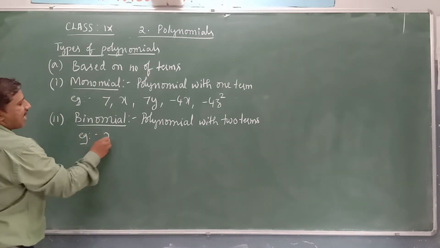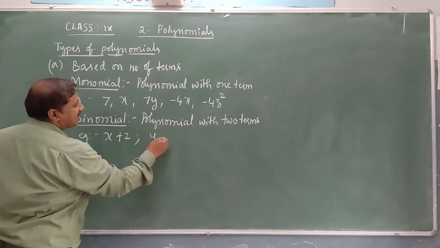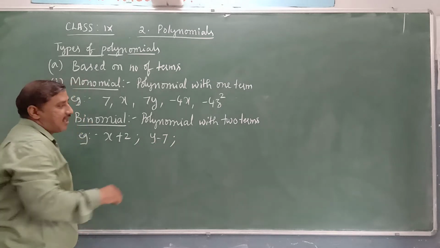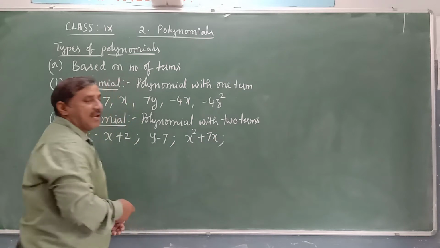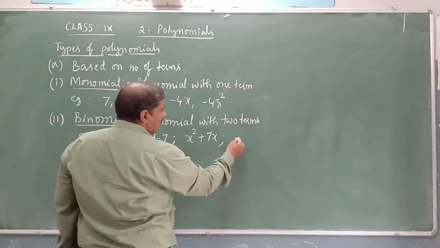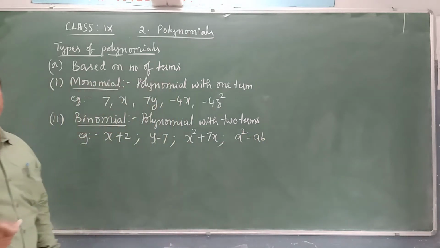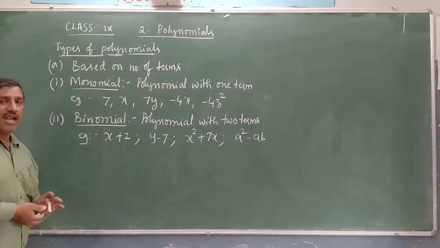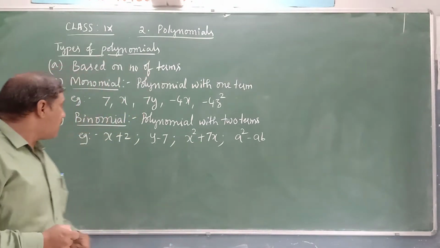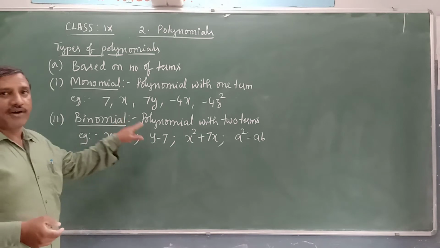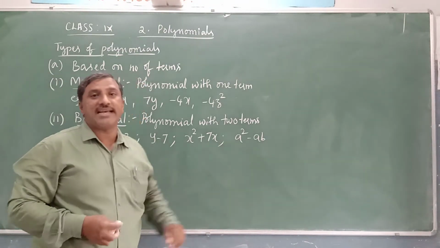Examples: x plus 2 is a binomial. y minus 7 is a binomial. x square plus 7x is a binomial. a square minus ab is also a binomial. So what is a binomial? It is a polynomial with two terms. Examples: x plus 2, y minus 7, x square plus 7x, a square minus ab, etc.